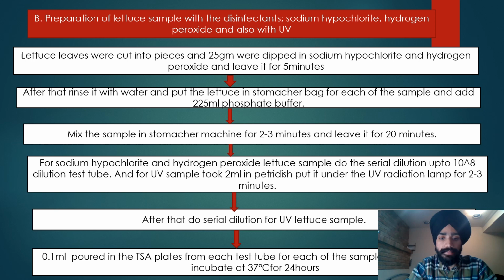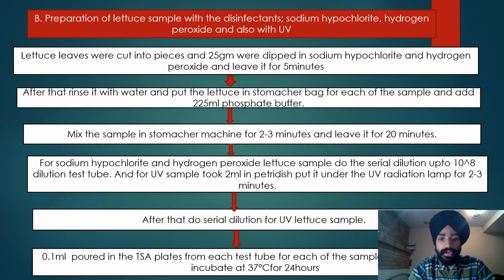We prepare the sample by taking 25 grams of sample and dipping it into the different disinfectants such as sodium hypochlorite and hydrogen peroxide, and also treating with UV at the same time. After that we rinse both the samples, then put each sample in a stomacher bag with 225 ml of the phosphate buffer. After that we mix it in the stomacher bag for 2 to 3 minutes, and then we did the serial dilution up to 10 raised to the power minus 8 for both the samples treated with sodium hypochlorite and hydrogen peroxide.